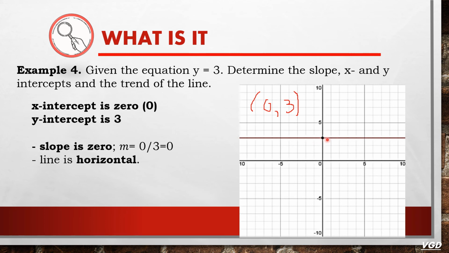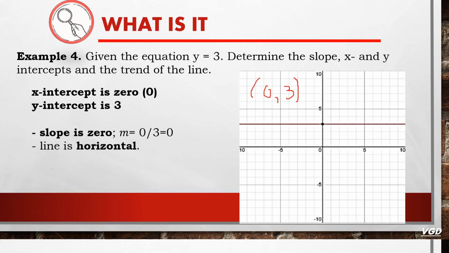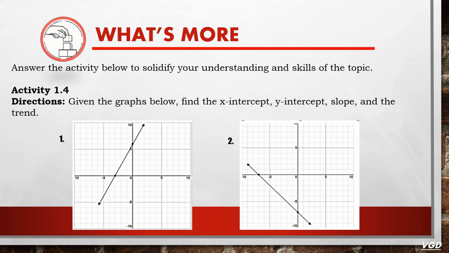And take note that for any number, if the numerator is 0 and the denominator is non-zero, the answer will always be 0. So therefore, our slope for a horizontal line is 0 and the trend of the line is horizontal. So that is for the equation y equals 3. Alright, so that's it for the trend of the line.